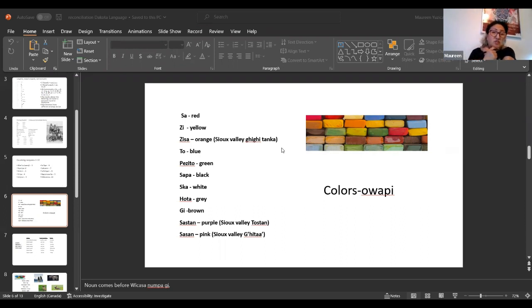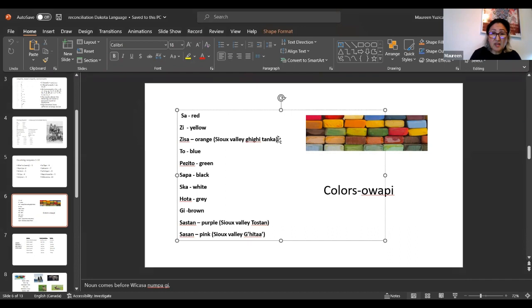So I want to go over this. If anybody wants to volunteer to say that, anybody feel brave enough? No. The colors. Yeah, okay. Yeah, say the colors. I'll give it a go. Okay. So, colors.